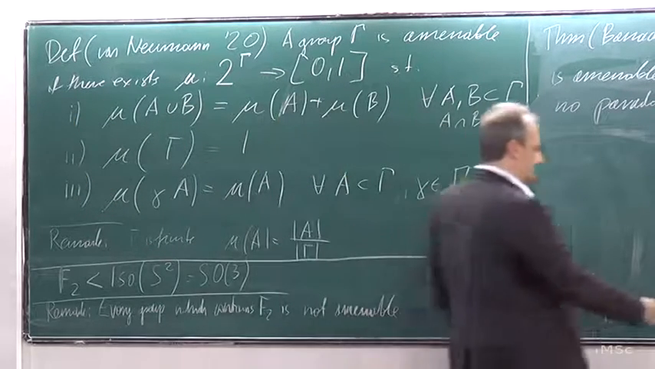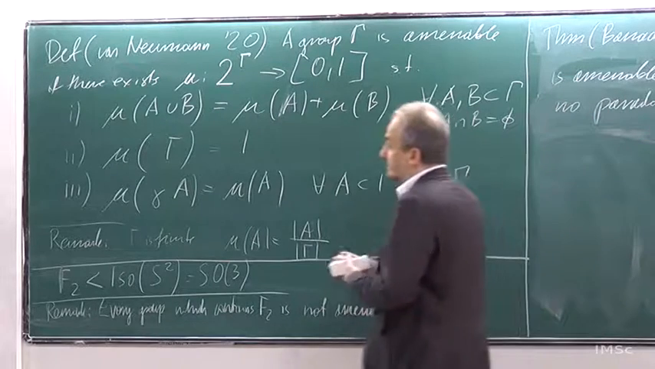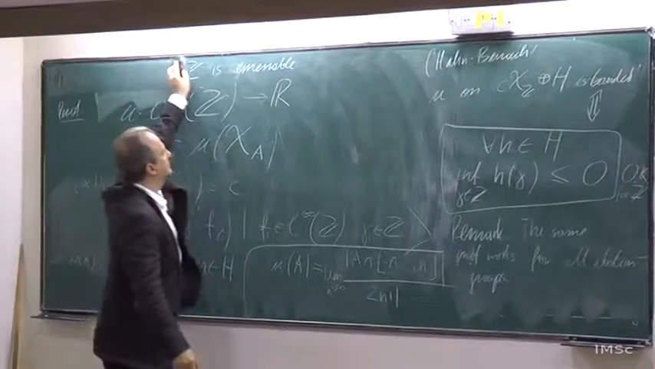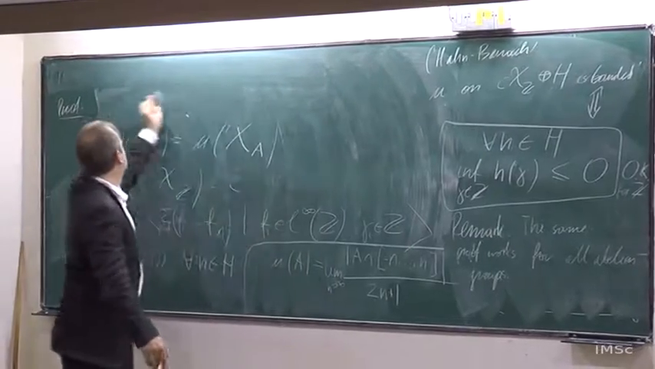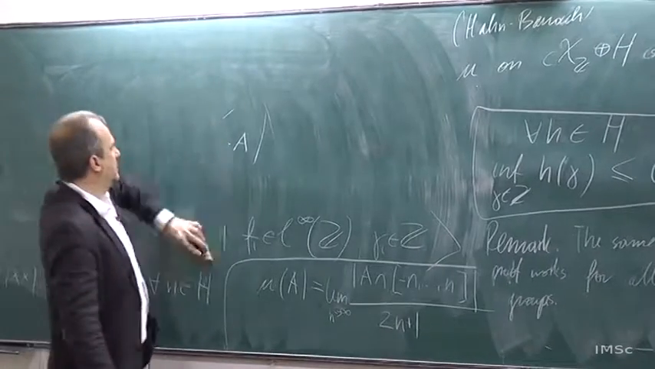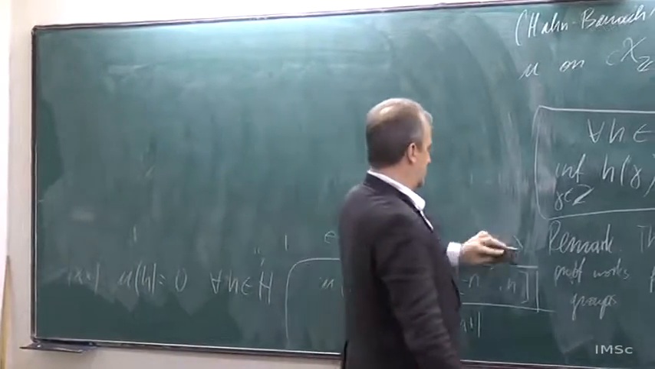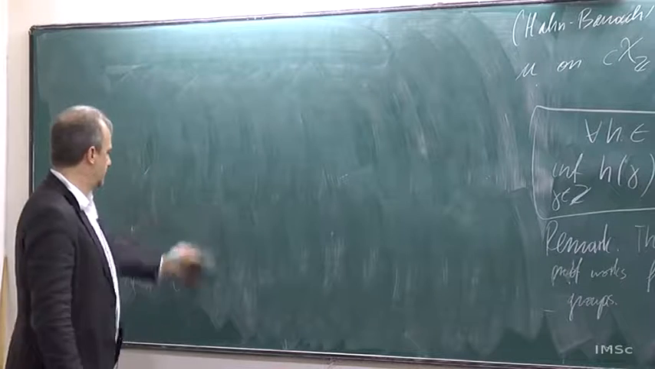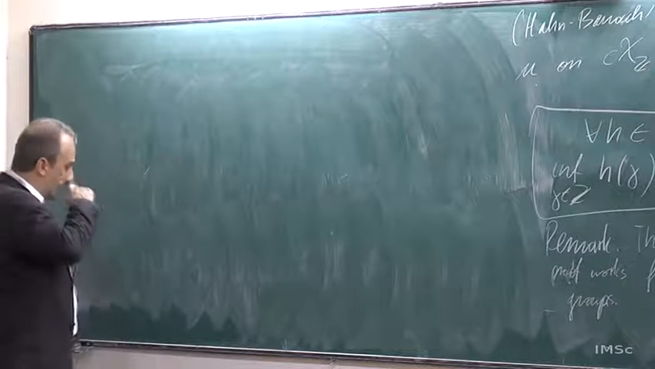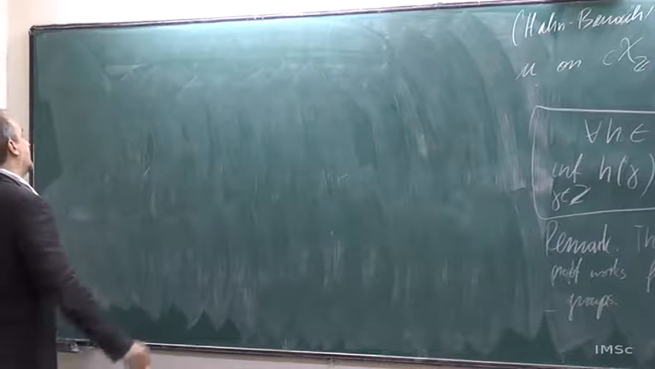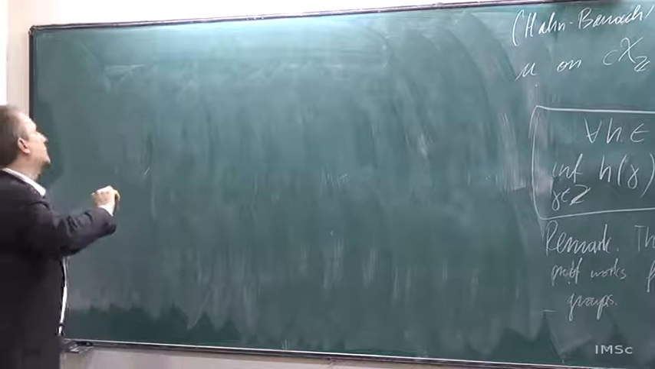So this question actually led to deep developments in group theory. And let me write an example of a non-amenable group without F2. So let us consider so-called Burnside groups.